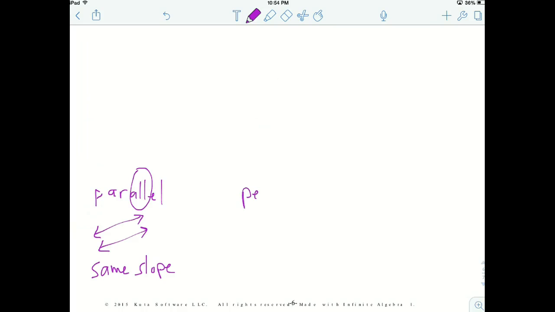Perpendicular is a little bit different. Perpendicular lines intersect at a 90-degree angle. So intersect at 90 degrees. To find out the slope of a line that is perpendicular to another line, you actually take what's called the opposite reciprocal. I'll write out that.